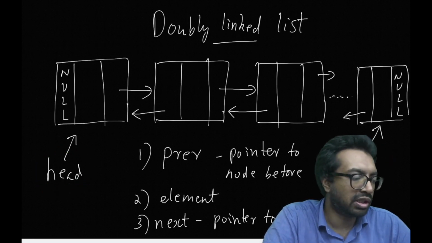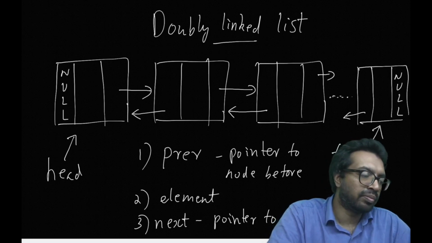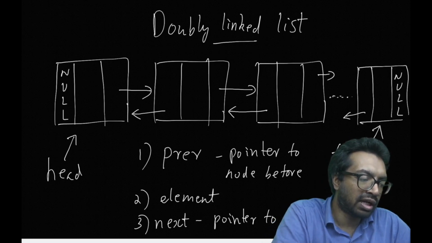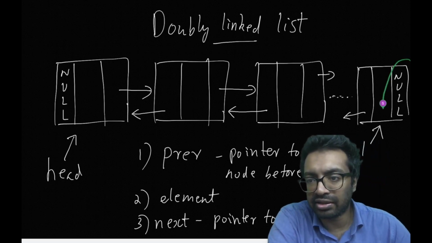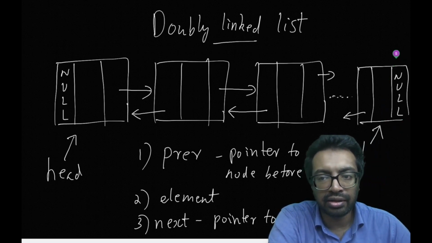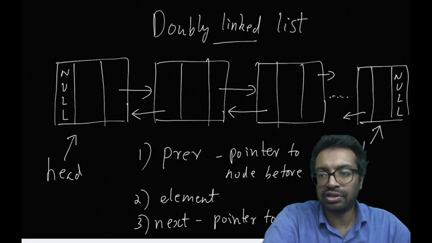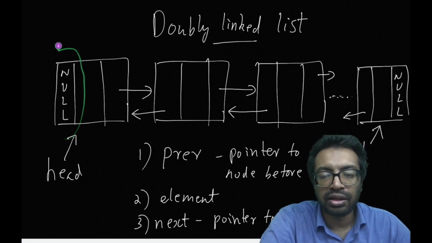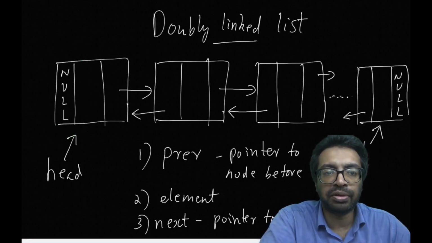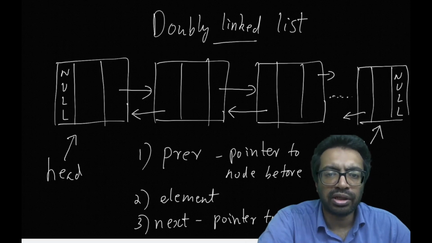Further, you can also see that the next of the last node is set to null, just like in a singly linked list, and the prev of the first node is set to null, because there is no node which is previous to that node. Now let's see how to add and remove nodes from the front and back of this list.